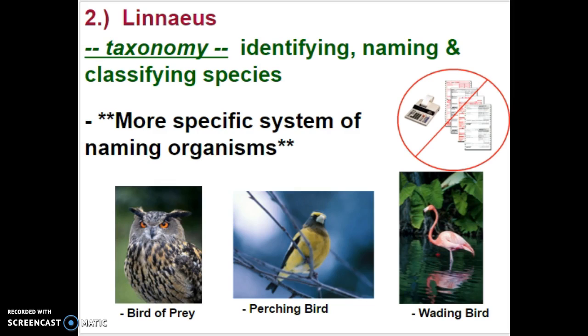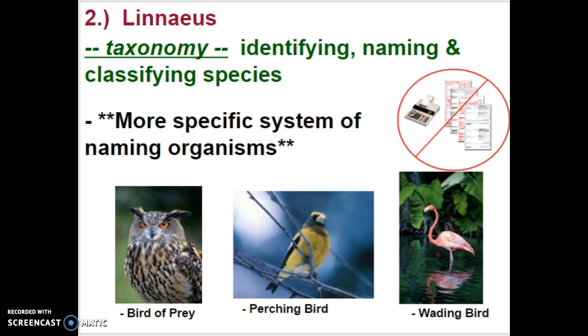Linnaeus developed a much more specific system of naming organisms. For example, we have these three birds here on this slide. Aristotle would have put them in one category. To Aristotle, a bird was a bird was a bird. But Linnaeus recognized that there were different subgroups within the bird family, if you will. We can have owls and raptors and birds of prey. We can have things like finches and robins and blue jays, perching birds or songbirds.